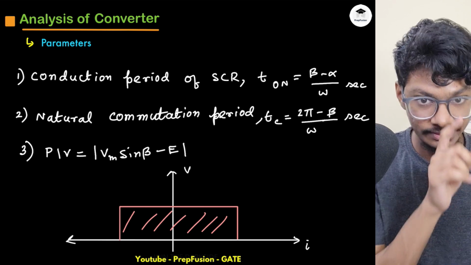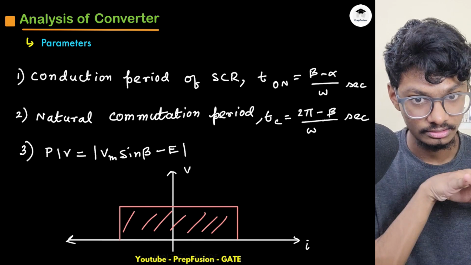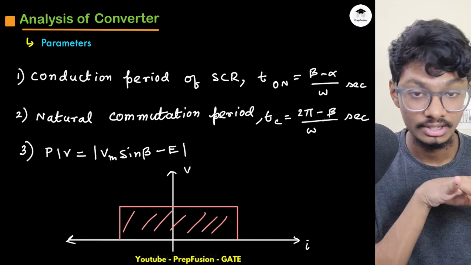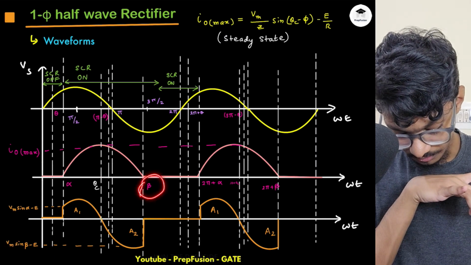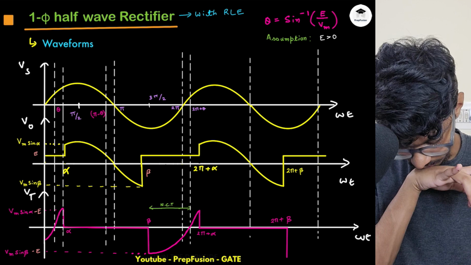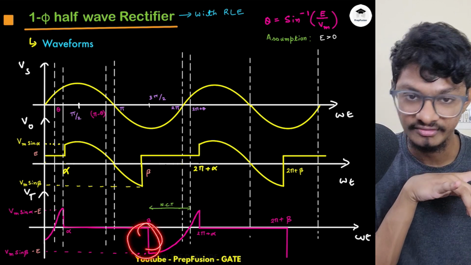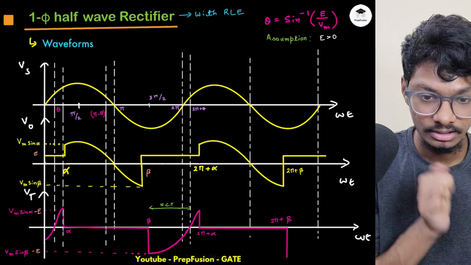Peak inverse voltage will be the voltage in the negative direction when the SCR is still on. Maximum reverse voltage that it has to block. What is the maximum reverse voltage? So SCR is on till beta, right? So here at beta, I can observe that it has to block the maximum reverse voltage. After that, it will only reduce. So this peak inverse voltage also will depend on the value of beta.